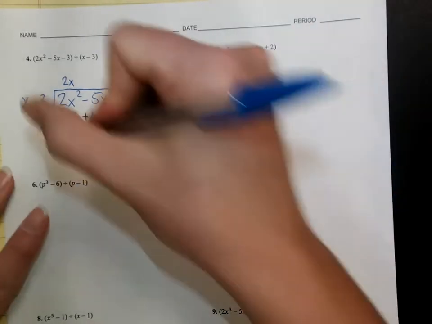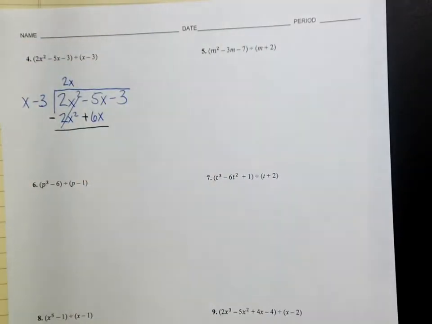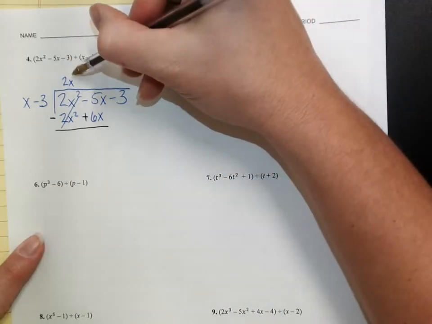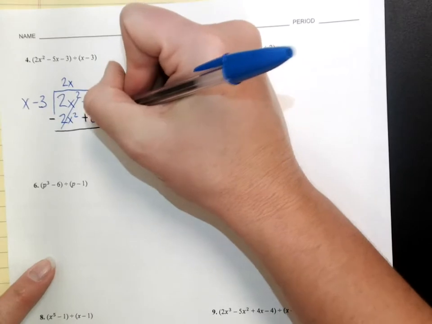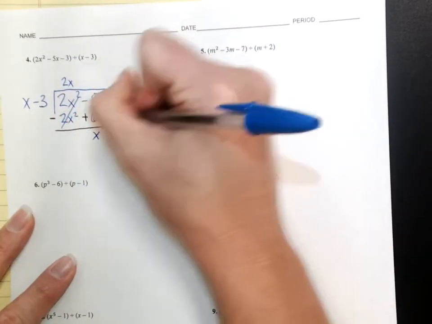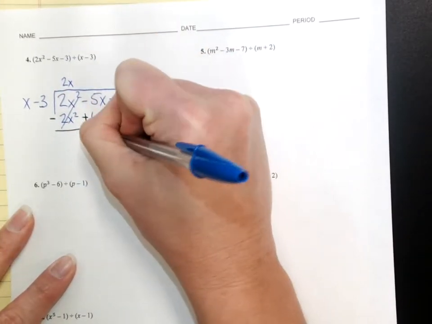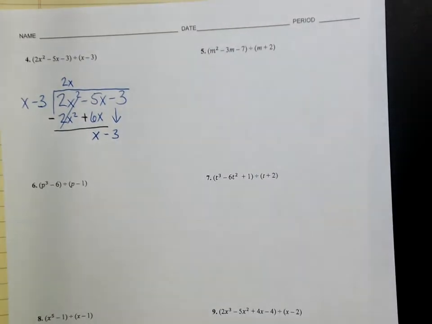2x squared minus 2x squared cancels out. You want that to happen. If that doesn't happen, you didn't pick the right thing to multiply by to begin with. Negative 5x plus 6x is a positive x. And then just like long division with numbers, I bring down that minus 3.